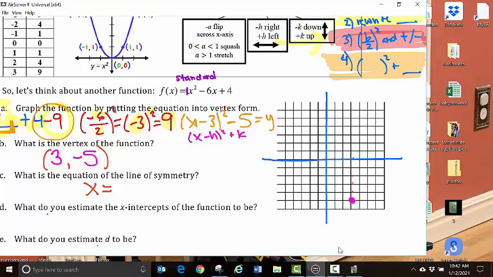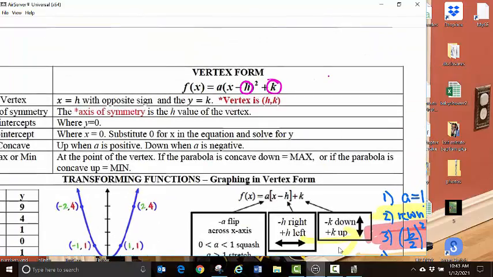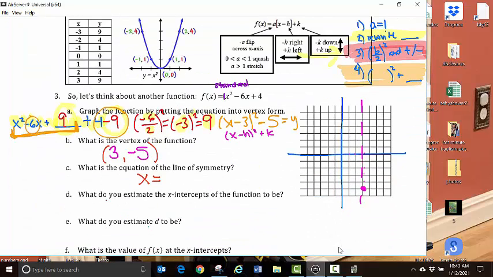So then the axis of symmetry, guys, always goes through the vertex. And if you look at your notes here, it says the axis of symmetry is the h value of the vertex. Oh, so it must be +3. What do you estimate the x-intercepts of the function to be? Well, I don't know, but I know that the y-intercept is going to be at 4.